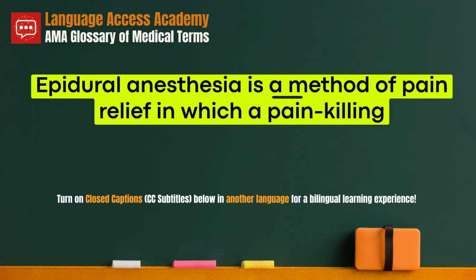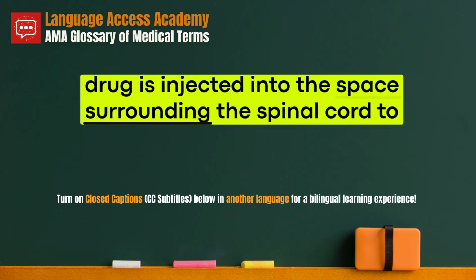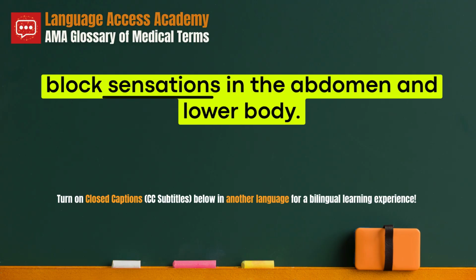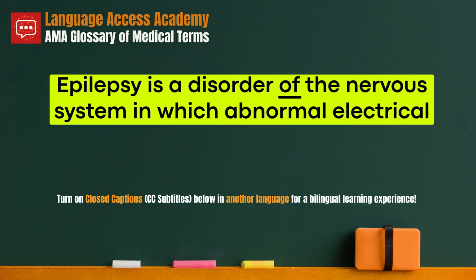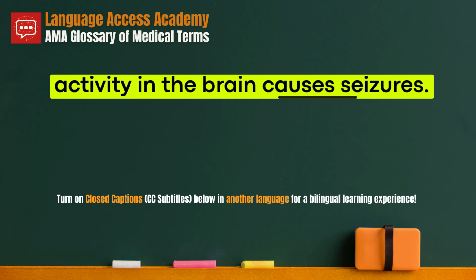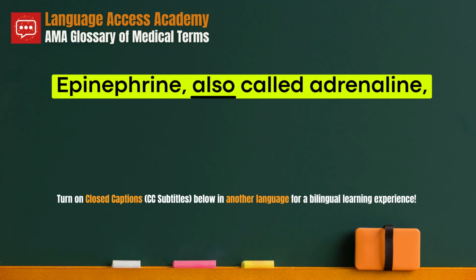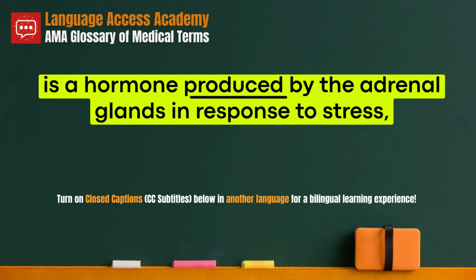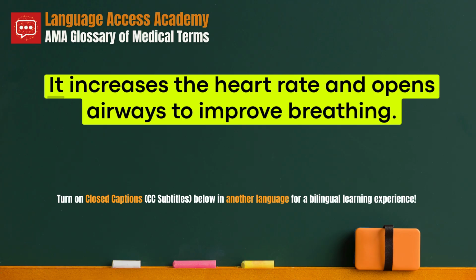Epidural anesthesia is a method of pain relief in which a pain-killing drug is injected into the space surrounding the spinal cord to block sensations in the abdomen and lower body. Epilepsy is a disorder of the nervous system in which abnormal electrical activity in the brain causes seizures. Epinephrine, also called adrenaline, is a hormone produced by the adrenal glands in response to stress, exercise, or fear. It increases the heart rate and opens airways to improve breathing.